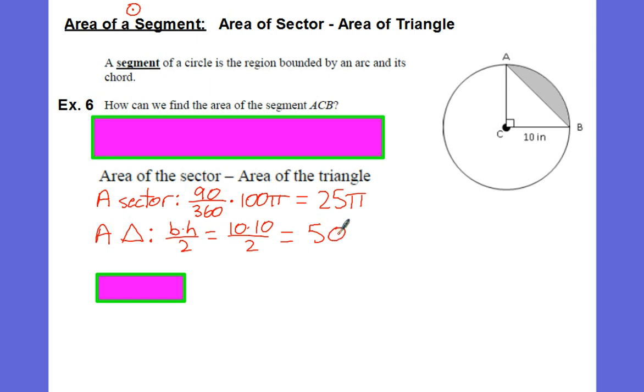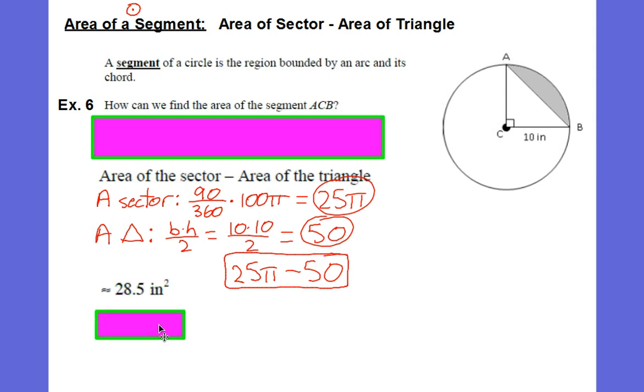Okay, now final answer then, we take area of our sector minus the area of that triangle, and we've got our final answer. So an exact answer would actually be 25 pi minus 50. That would be fully simplified. Now if you plug that into your calculator, you get the approximate answer, which would be about 28.5 square inches.